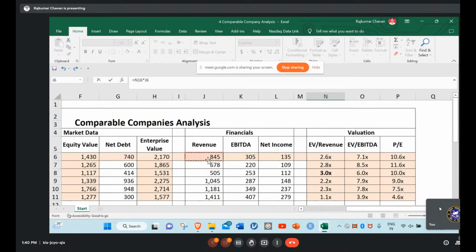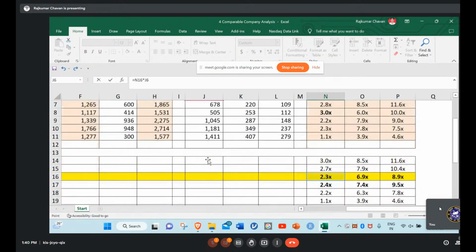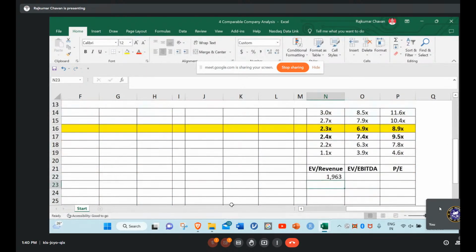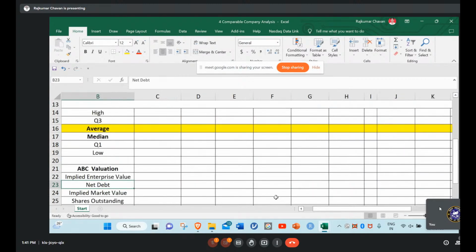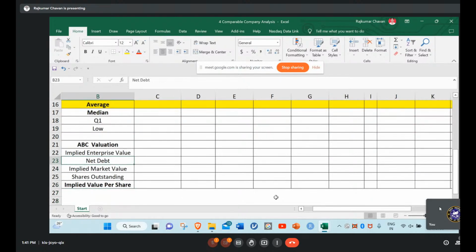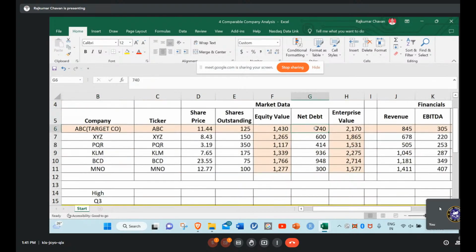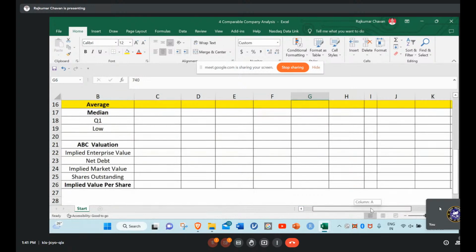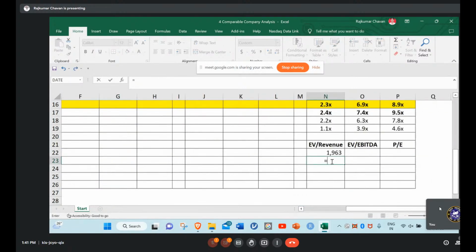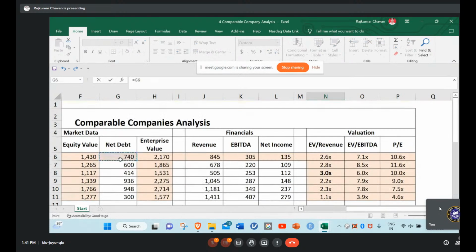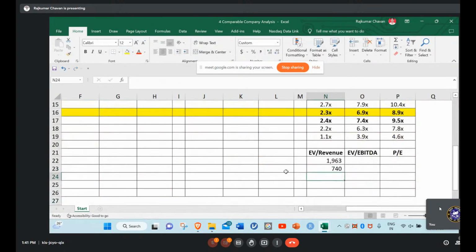So we'll take revenue of which company? ABC only. 1963. That is the value. Next, what is the next value? Below this, the enterprise value we got. What is the next value? Net debt value. Now tell me, ABC company, can you see the debt value is how much? Only ABC company you see. 740 rupees. So ABC company's debt value is equal to 740. I should take this one. Enter. That is the debt value of ABC company.